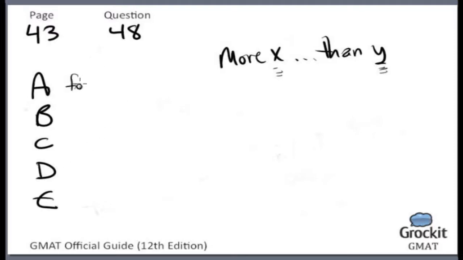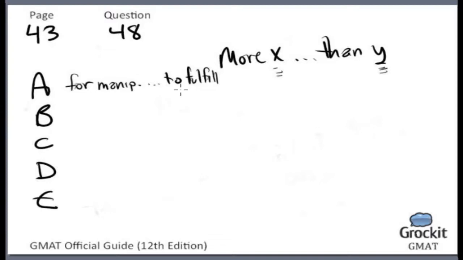When we have the kind of correlative construction, more X than Y, X and Y need to be parallel, like so many things on the GMAT. So whatever is in the place of X needs to be in the same format as the thing that's going to be in Y. The sentence as written has more tool for manipulating than to fulfill. So we have for manipulating, to fulfill, which is a problem because it's not parallel.